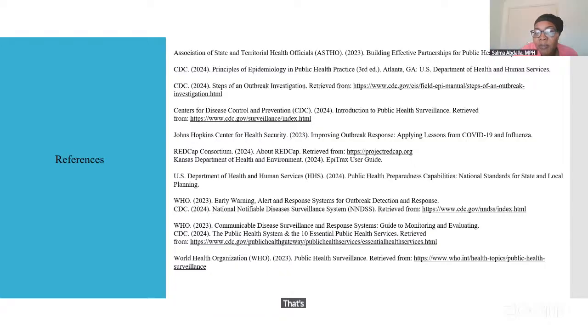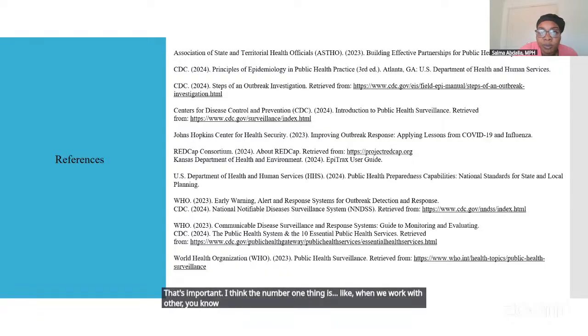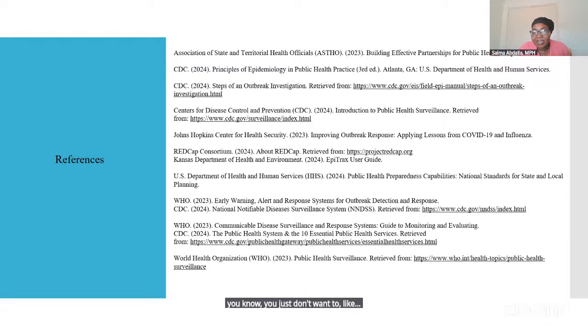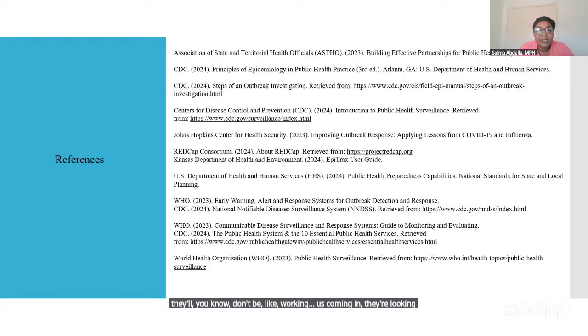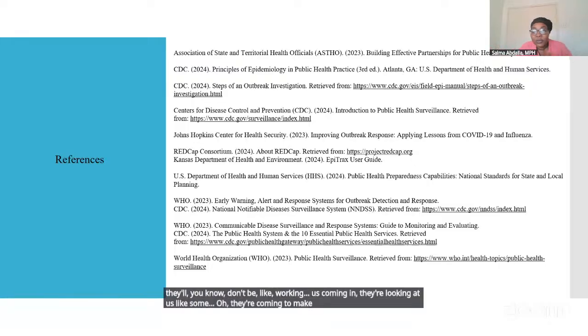That's important. I think the number one thing is that when we work with other organizations or people, it's important to really be humble. When we worked with long-term care facilities, they looked at us like, oh, they're coming to make sure that we're not doing anything wrong, and they try not to share anything with us, and they try to hide a lot of things.